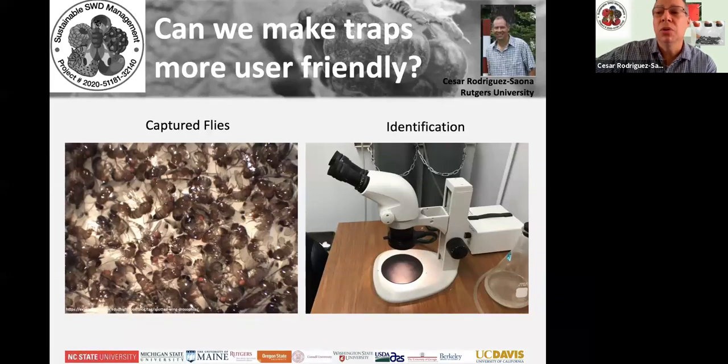So far, lures based on odors from fermentation products are the most effective at capturing spotted wing Drosophila. However, as I mentioned, these lures are not very selective, which makes processing of these traps very difficult and time-consuming. Thus, we have been asking whether we can make these traps more user-friendly.